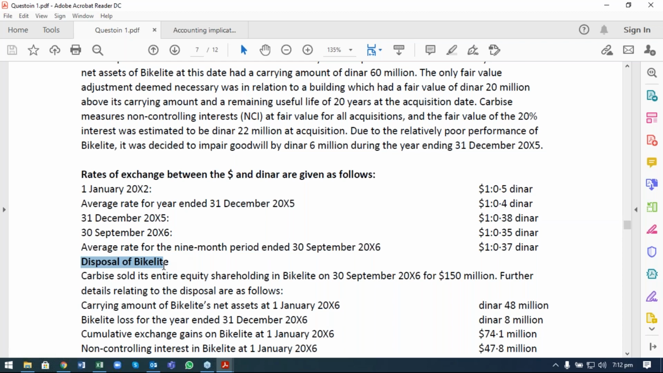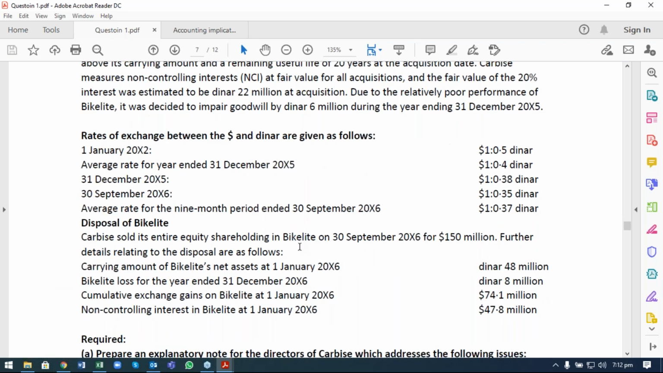Disposal of Backlight was also provided in this question. Carby sold its entire equity shareholdings in Backlight on 30th September 2006 for 150 million. Further details relating to the disposal are as follows. The carrying amount of Backlight net assets at 1st January 2006 was 48 million dinars, and Backlight's loss for the year ended 31st December 2006 was 8 million dinars, right?